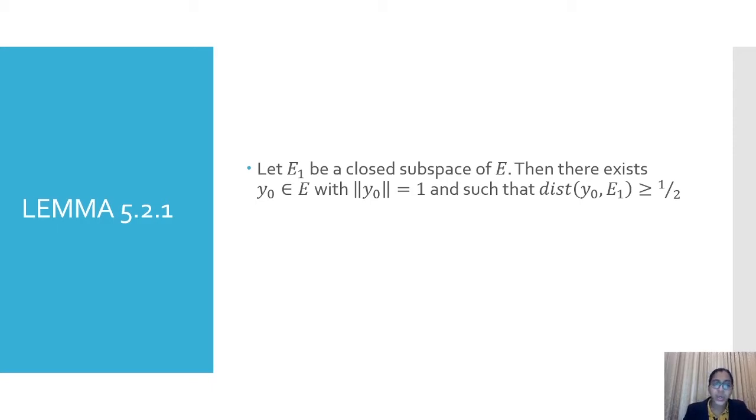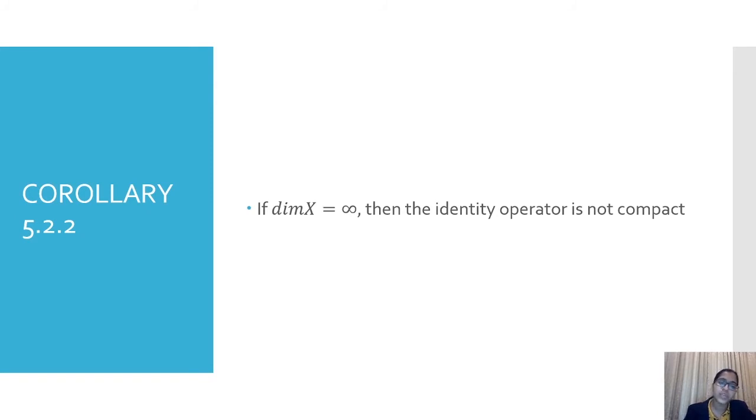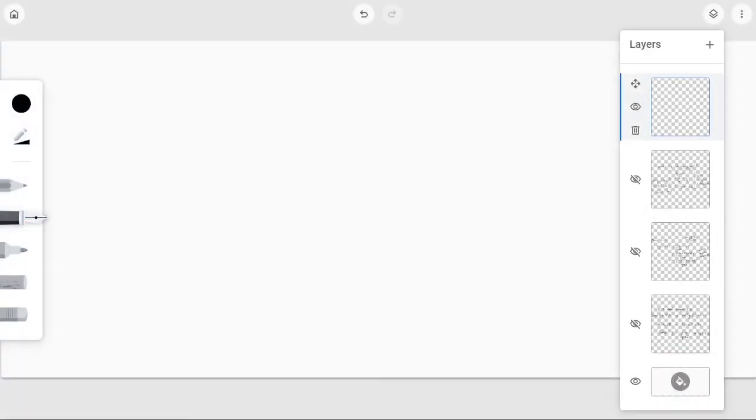Now we have a corollary of this lemma, corollary 5.2.2. That is, if the dimension of the space X is infinite, so if you are considering an infinite dimensional space, then the identity operator will not be compact. This is a simple proof which we are going to prove with the help of the previous lemma. We are given a space X whose dimension is infinity.